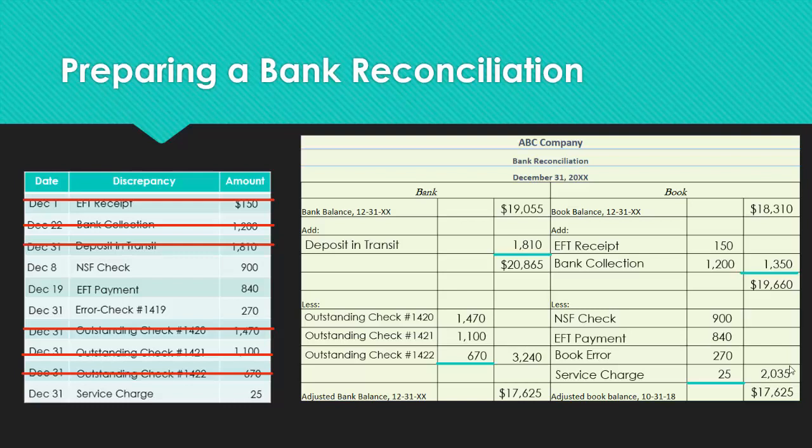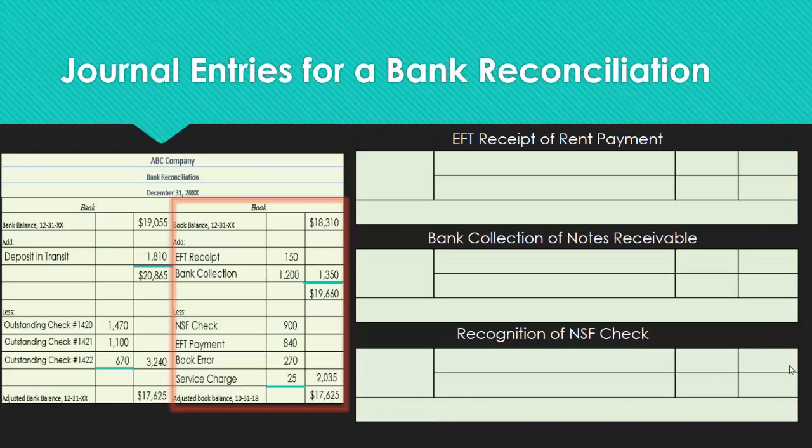And now we breathe a huge sigh of relief, because guess what? Our adjusted bank balance and our adjusted book balance equal. That's exactly what should happen at the end of this bank reconciliation.